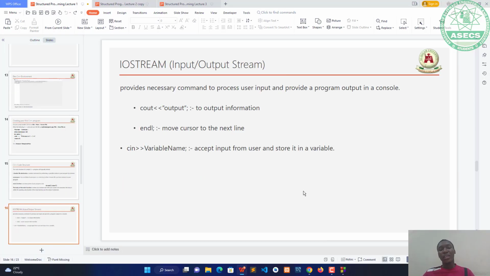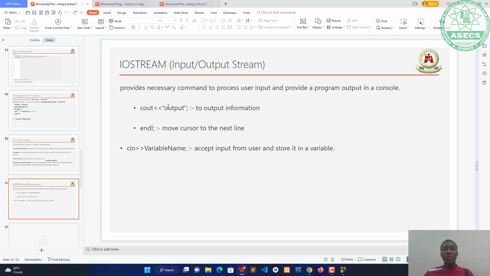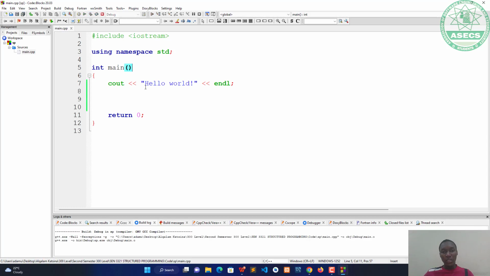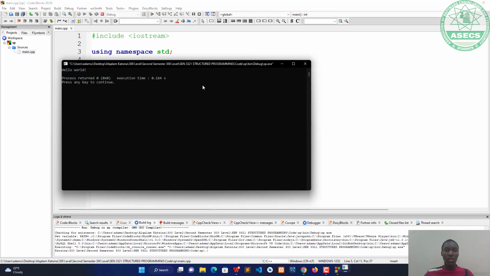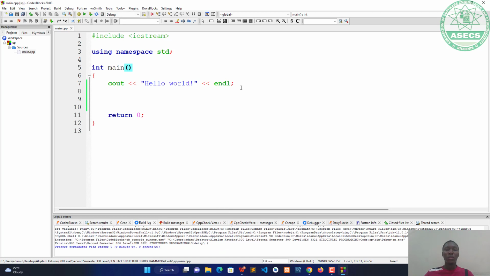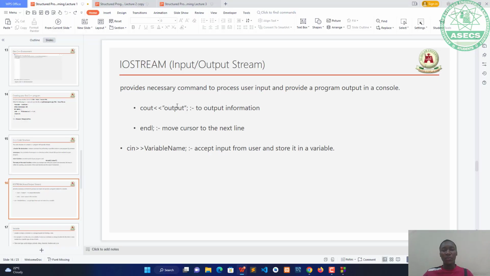IOStream, input output. I guess I've explained this. cout is used for output. That means when I run this, I have said cout hello world, which is why it outputs this hello world. This cout is what caused this to happen. If you say cin, this is for input, c input, c output. It is kind of self-explanatory if you could see.